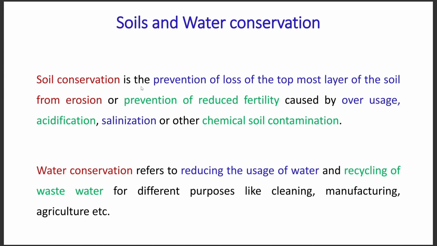Also, water conservation is very important because water is very much needed for the crops. So we have to stop the wastage of water. Mainly we have to reduce the use of water. We have to recycle the wastewater for different purposes, like we can use it for cleaning, manufacturing, and other agriculture practices. We have to conserve both things, soil and water, because they are limited and they are natural things that are present on earth.